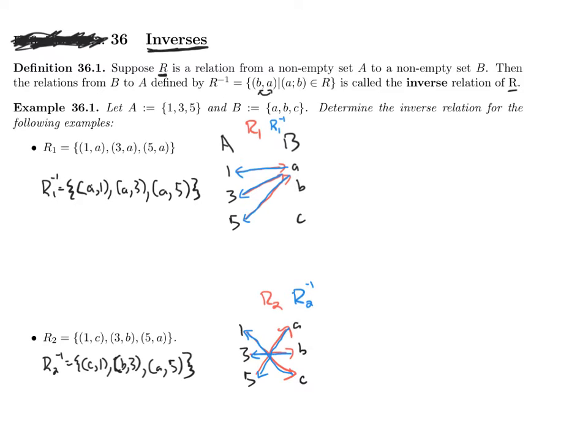Okay, now that you're back, well, this function here, R2, happens to be both one-to-one and onto. Each element is related to a unique element in the codomain, and so that means it's one-to-one, and every element in the codomain is related to something.